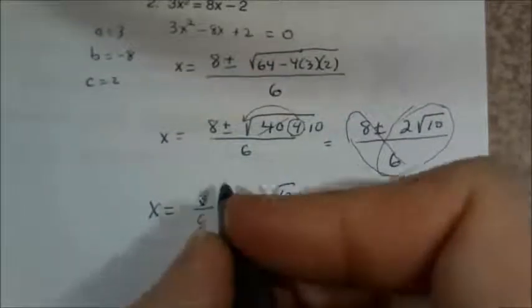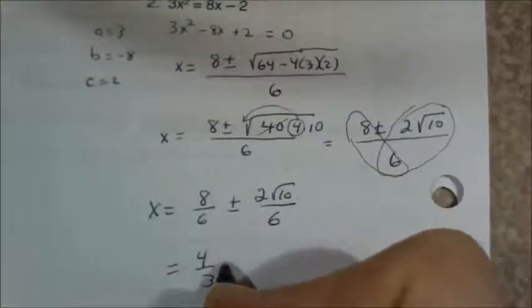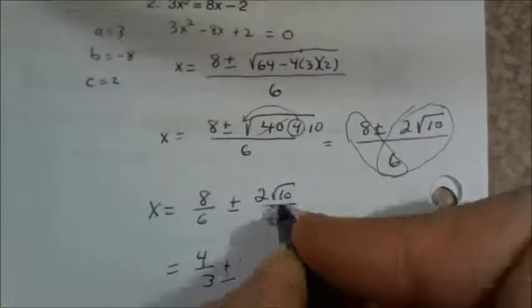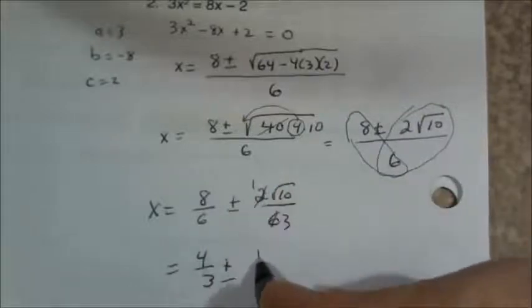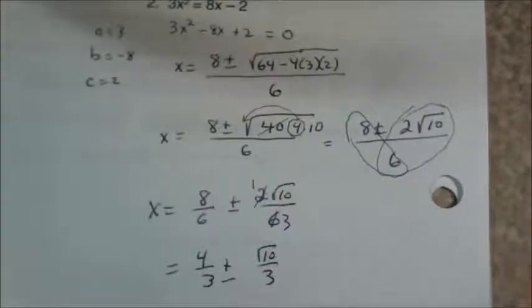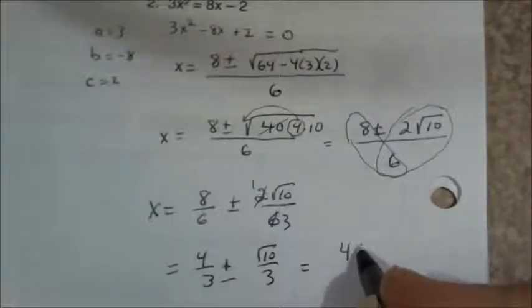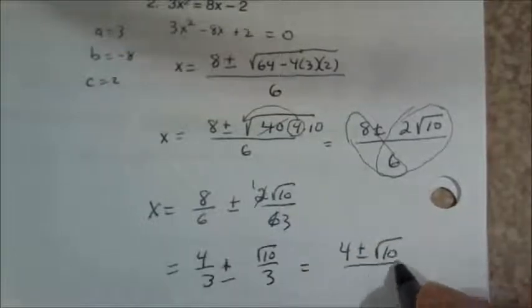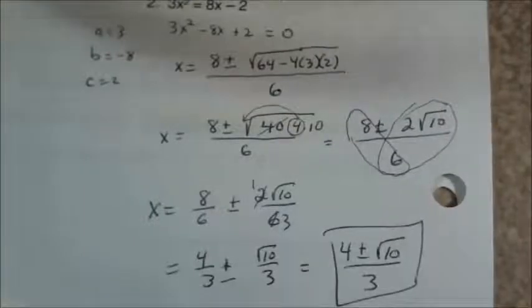And then 8 over 6 reduces down to 4/3. And the 2 over 6 reduces down to 1 over 3. So this becomes the square root of 10 over 3. Or if you wanted to put it back together again, you can call this 4 plus or minus the square root of 10 all over 3. And that's the end of that.